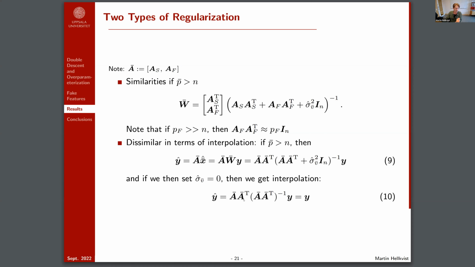And yeah, A bar here, as I noted at the top, is the composition of AS and AF together. So AF is in this equation 10 here, right? So even though the fake features provide some implicit regularization, we're still interpolating the training data.